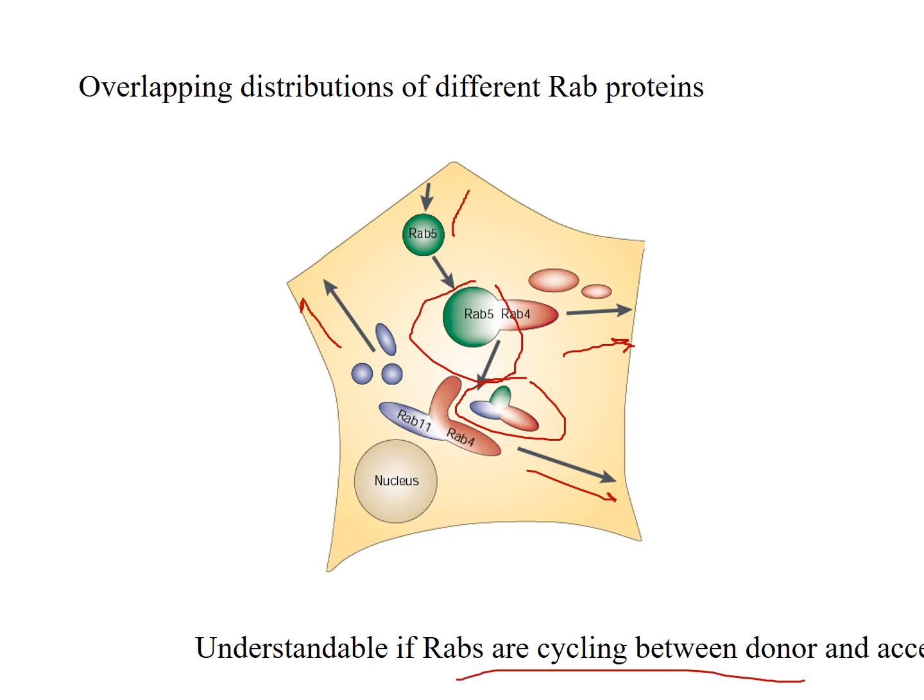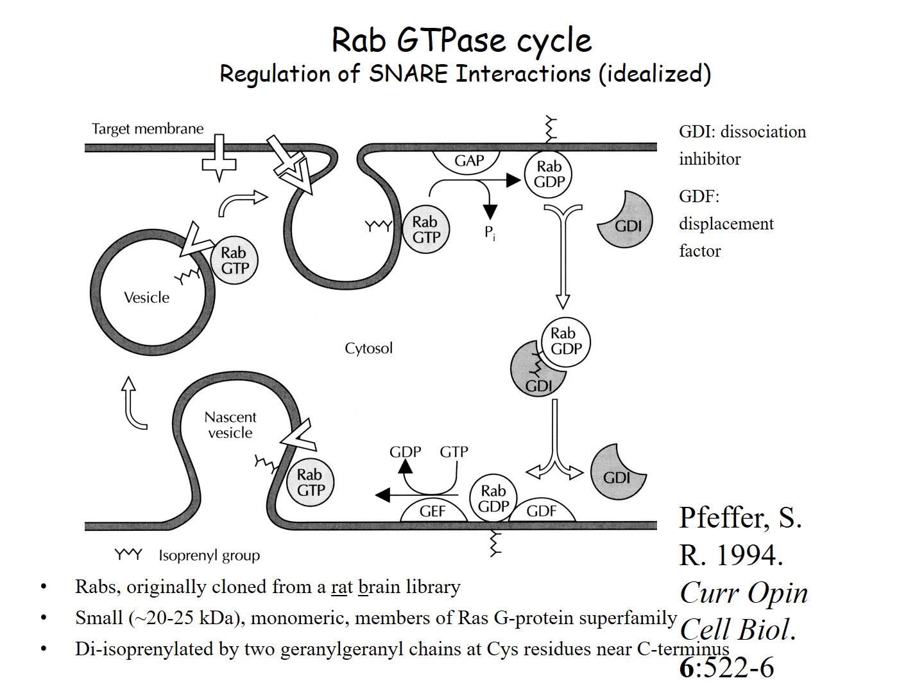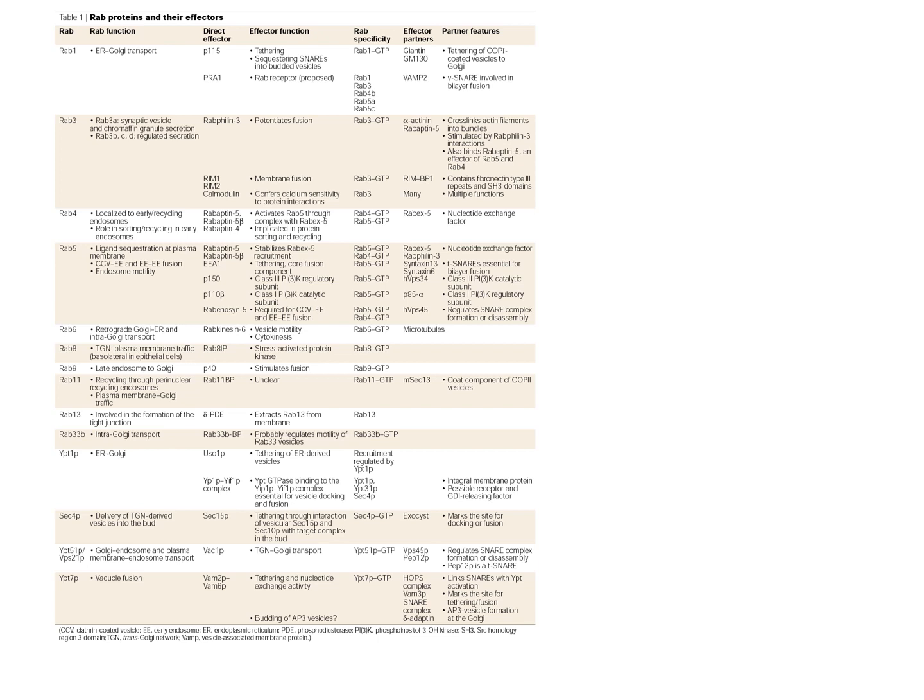And so RABs are recycling between donor and acceptors. And I believe we've seen that. Here's all the RABs. Not that you have to memorize any of this, but I've done a lot of work on RABs in my organism.